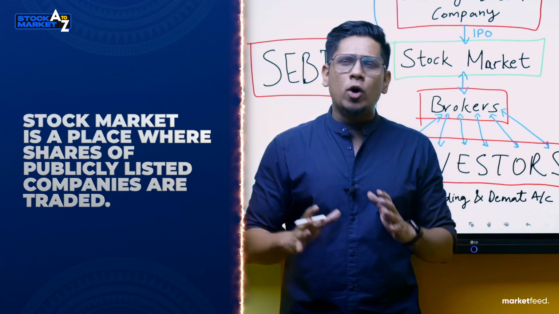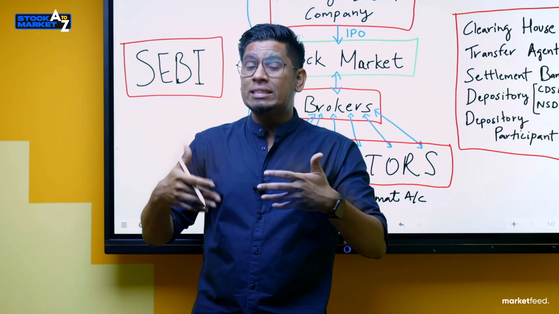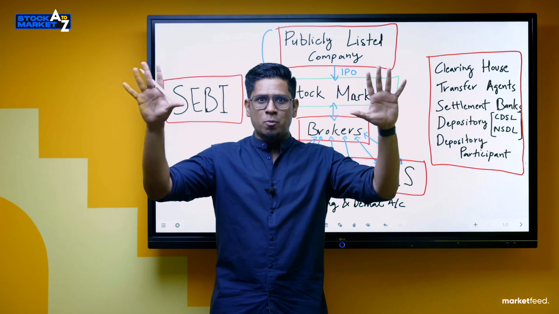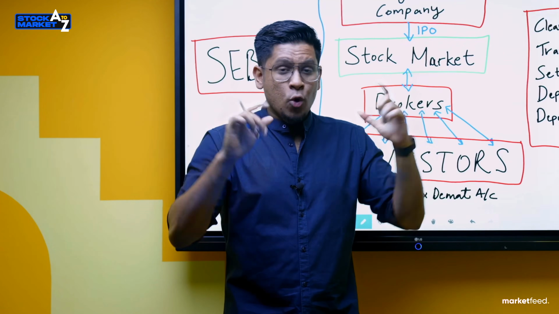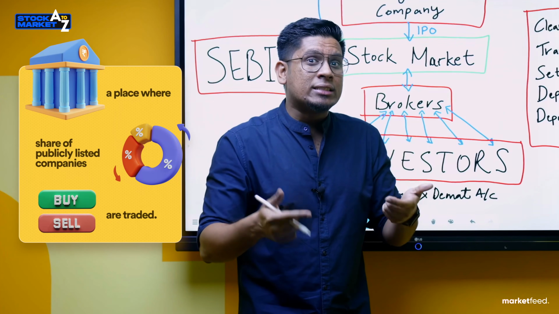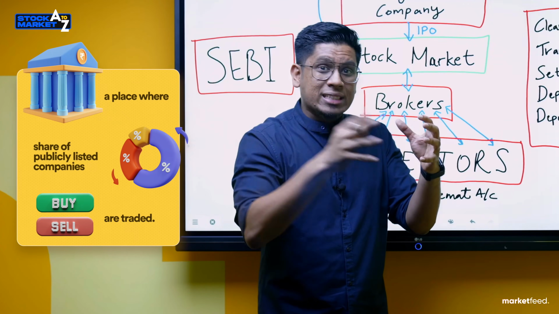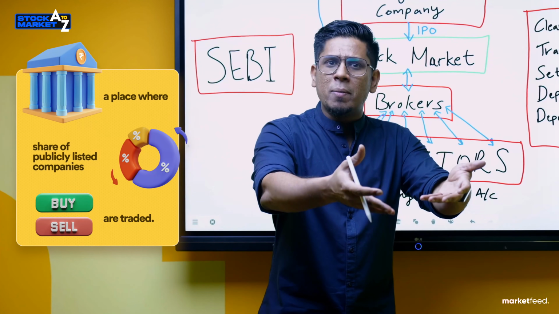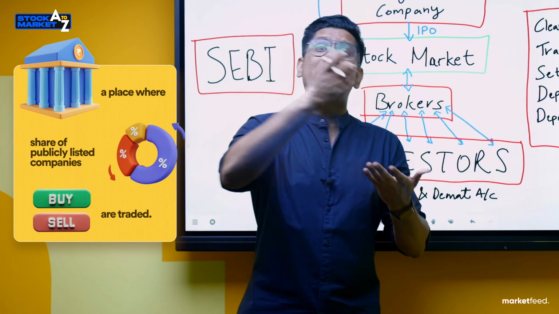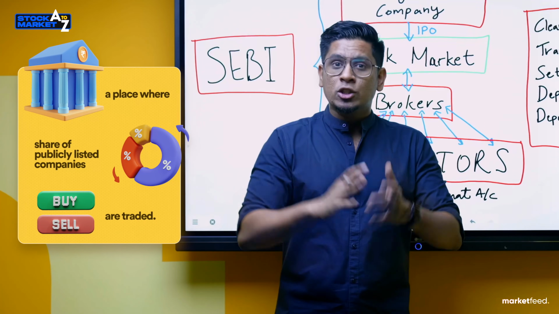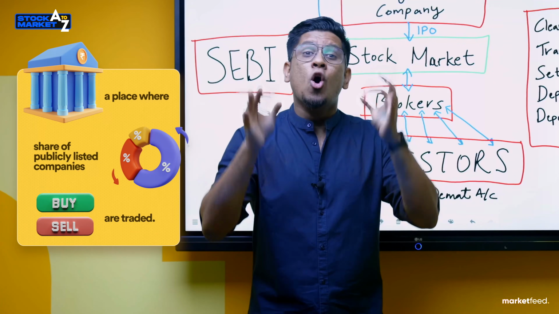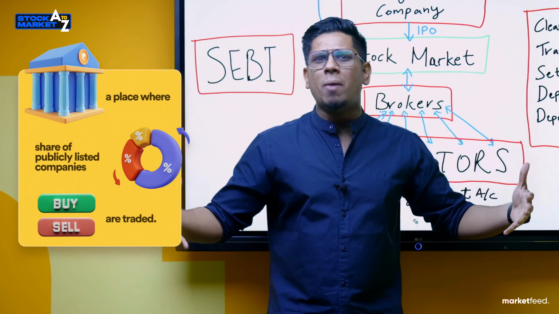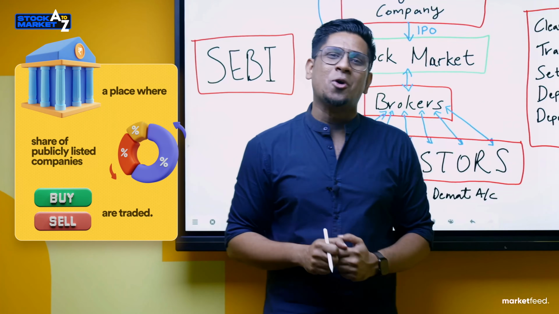If you think about it, picturize a building. Picturizing always helps in learning, okay? Picturize a building, so it is a place. That is the stock market. The stock market is that building where shares of publicly listed companies, that is the commodity, are being traded. What does trading mean? Someone is buying a share of a publicly listed company, someone else is selling a share of a publicly listed company. So a lot of trades are happening of shares of publicly listed companies between people. So it's more like a market, thereby called the stock market, right?